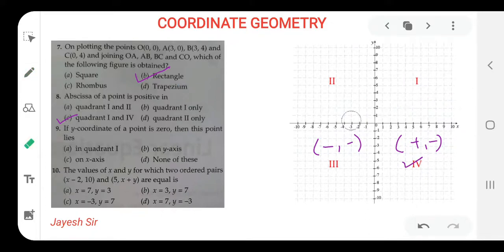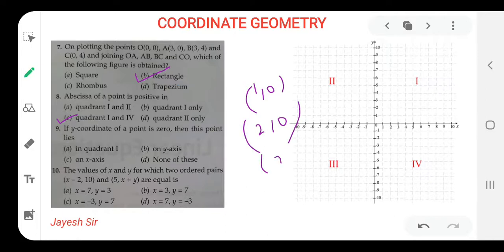So now let us begin with the ninth one. If the y coordinate of a point is 0, then the point lies on. The y coordinate is 0, that means if the points are 1 comma 0, 2 comma 0, 3 comma 0, yes, 1, 2, 3, what are we finding? That the points are lying on which axis? On the x-axis. That means option number C would be our correct answer. I hope you all are getting it.